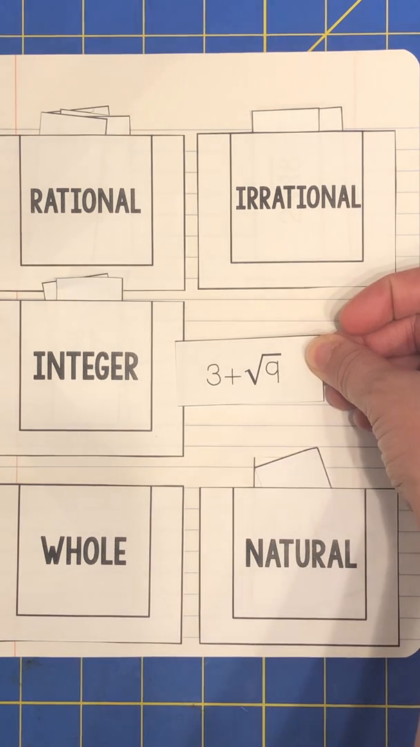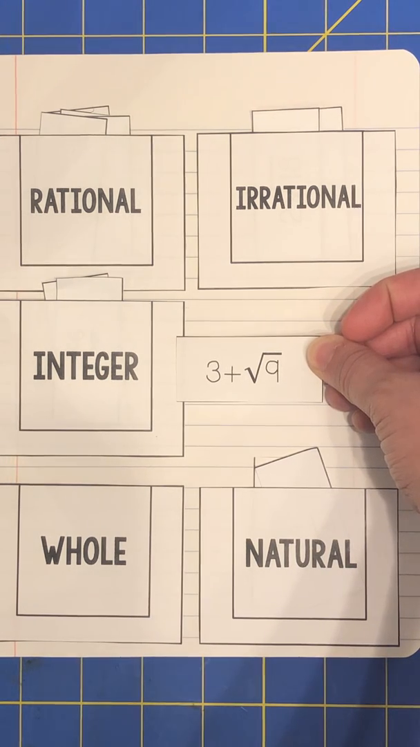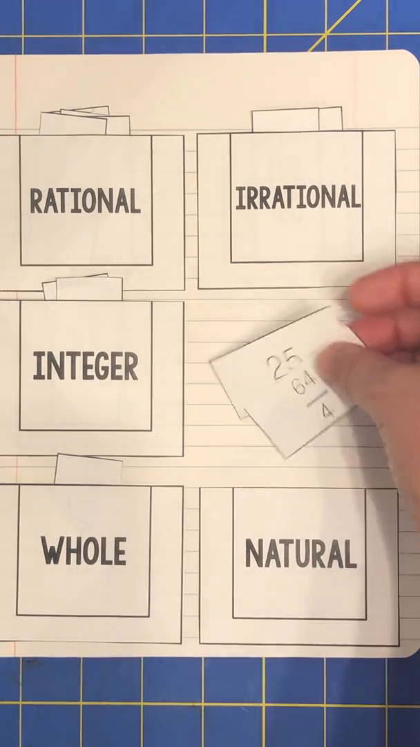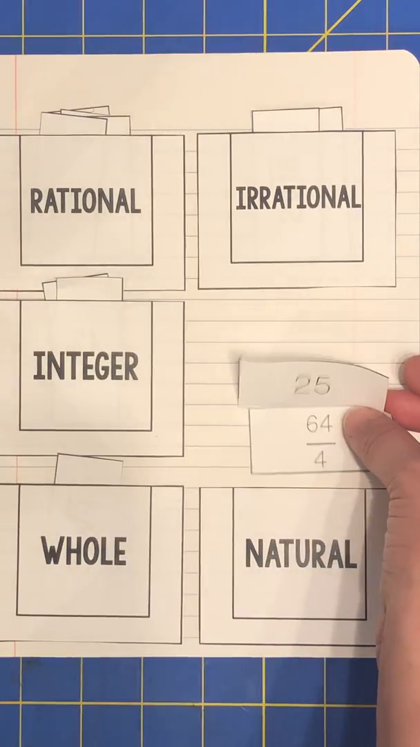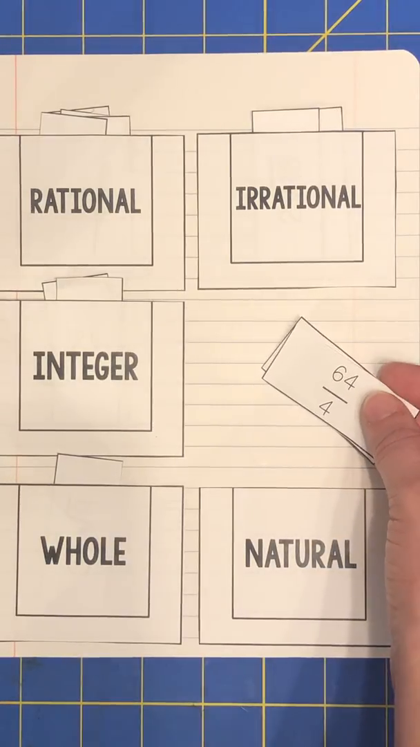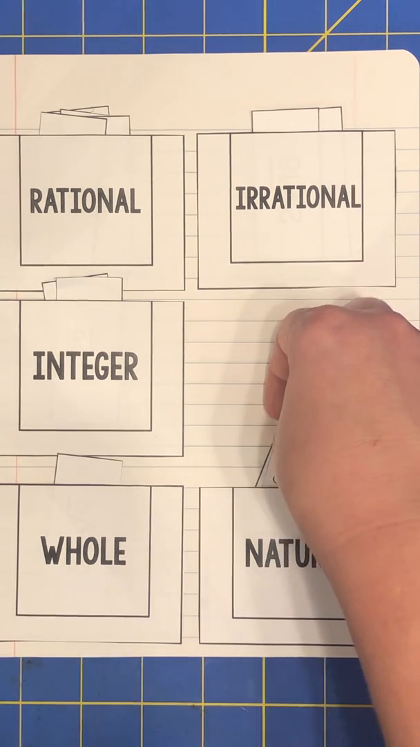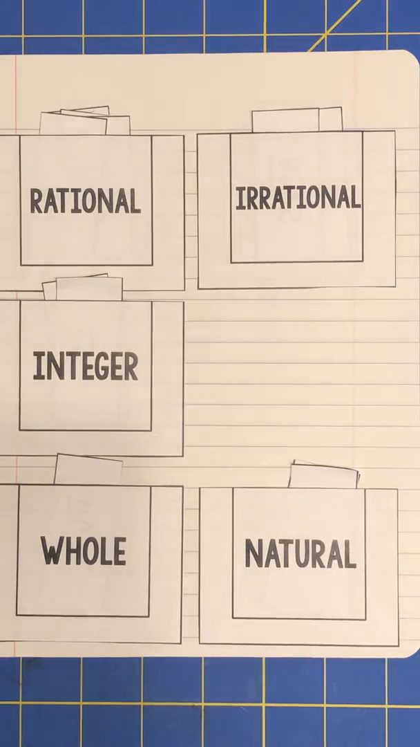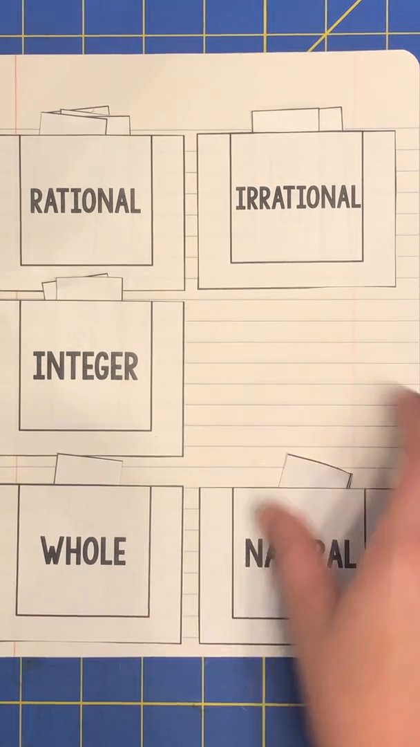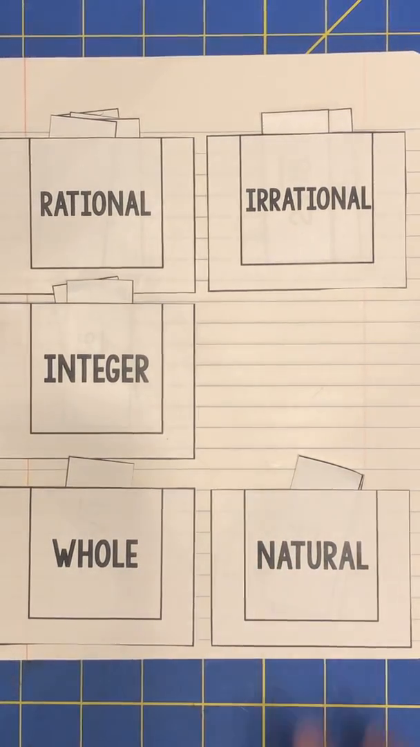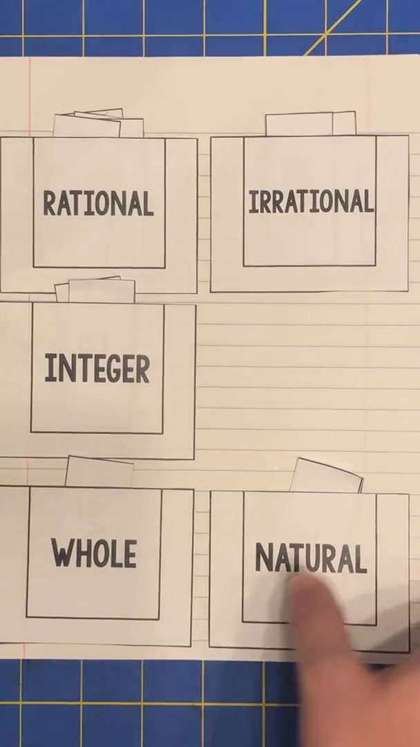Whole number, I classified 3 plus the square root of 9. The square root of 9 is 3, so 3 plus 3 is 6. That's a whole number. And then natural numbers, 25 is a natural number, and then 64 over 4 is 12, I think is what I figured it out to be. I divided 64 by 4, and when I did that, I got 16. Sorry, not 12, 16. So that's how I classified those. If you have any questions about them when I get back, we can discuss them. So just put that off to the side.